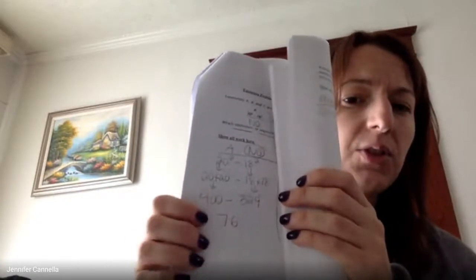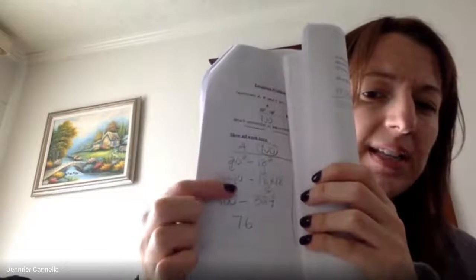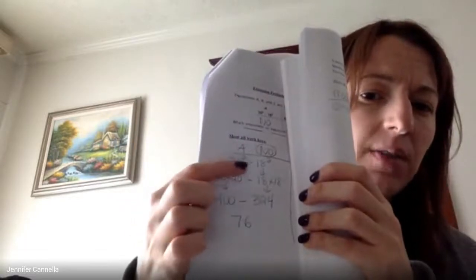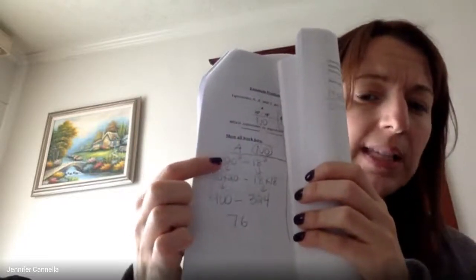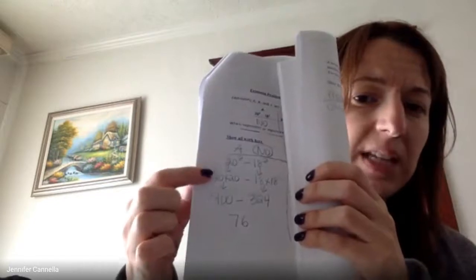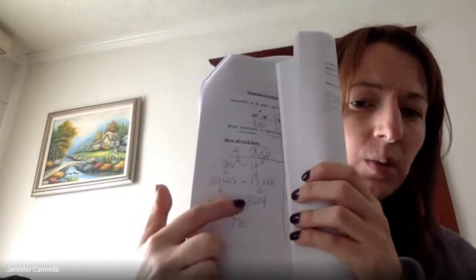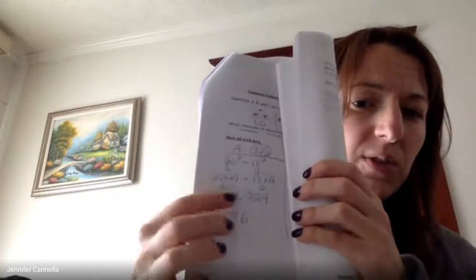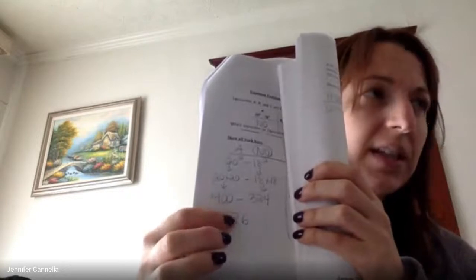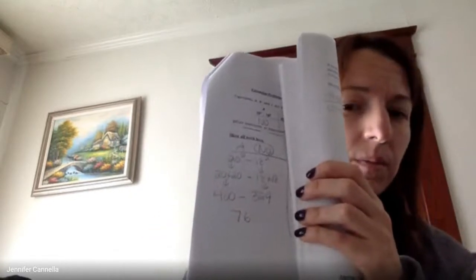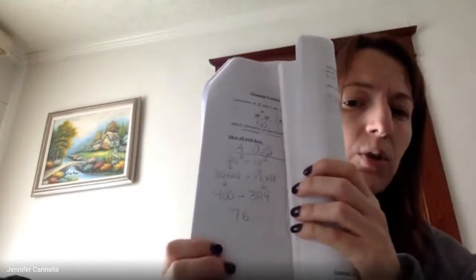Now, let's look at choice B. Oh, I'm sorry, Kamiya. So again, all I did is I took 20 squared and I expanded it out. The exponent, which is the 2, tells me how many times to multiply the 20, and it's 20 times 20, which is 400. And 18 squared, which is 18 times 18, is 324. When I subtract, I get 76. All right, now we're going to go to choice B.